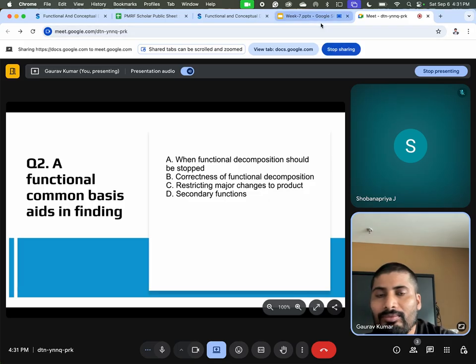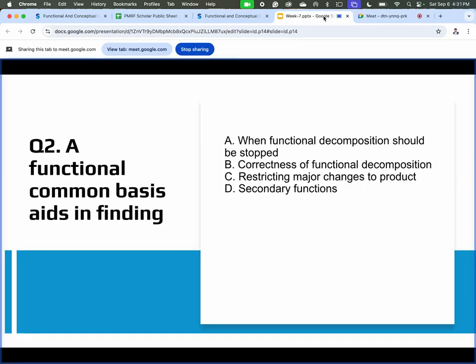and independent enough to be addressed individually. So for example, in a coffee machine, it is logical to stop at sub functions like heat water and filter brew. Rather than decomposing further into raising temperature by 1 degree Celsius per second, the functional common basis ensures a balance between clarity and practicality. So this makes option A correct, while the others are incorrect.